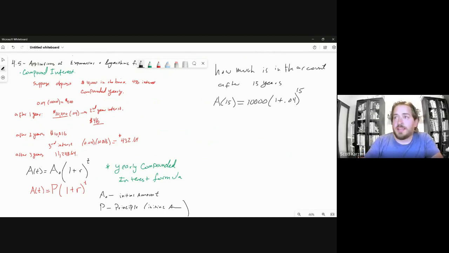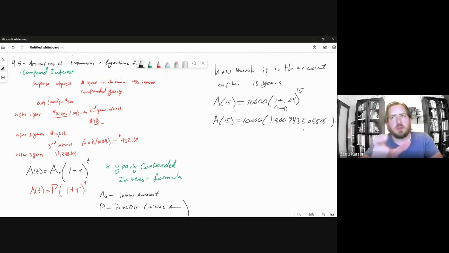It's not humongous, but it has a lot of decimal points, and it's horrific to do by hand. So A of 15 is equal to 10,000. This, again, just simplifies to 1.04. So I took 1.04 raised to the 15th, and I get 1.8009435055506, and there's more digits.